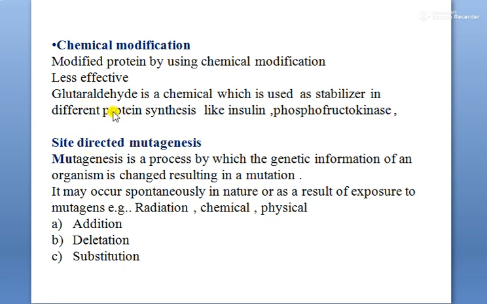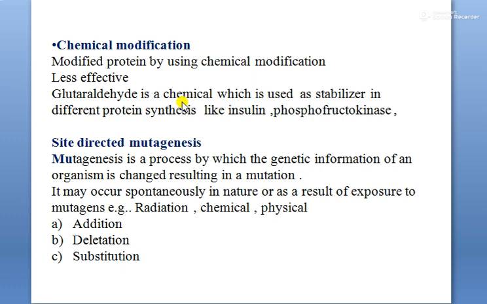What are the examples of chemical modification? Look, glutaraldehyde is a chemical which is used as a stabilizer in different protein syntheses like insulin, phosphofructokinase, etc. Glutaraldehyde acts as a what? Glutaraldehyde acts as a linker, right? Glutaraldehyde is a linker which can link enzymes for their reaction, right?